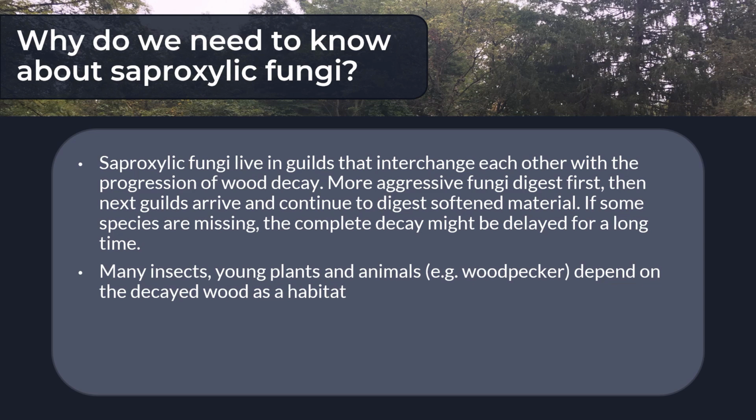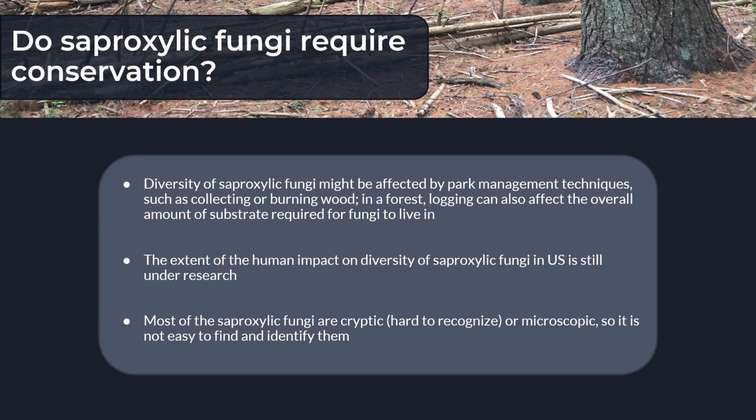Well, saproxylic fungi live in guilds that interchange each other with the progression of wood decay. More aggressive fungi digest first, then next guilds arrive and continue to digest softened material. If some species are missing, the complete decay might be delayed for a long period of time, which is what we want to avoid. Also, many insects, young plants, and animals, such as woodpeckers, depend on the decayed wood as a habitat. Do saproxylic fungi require conservation?